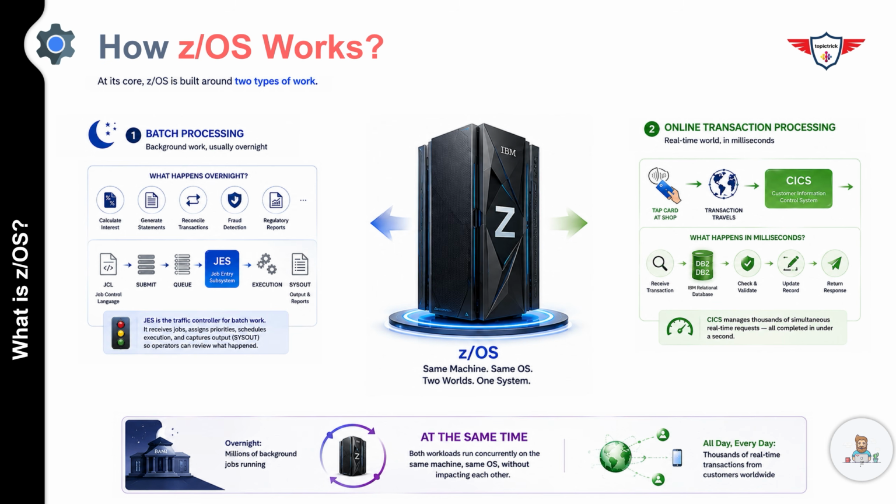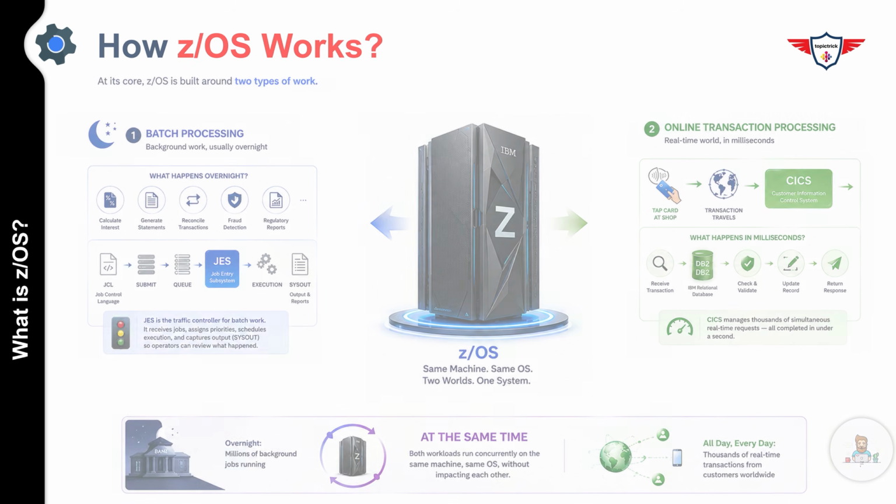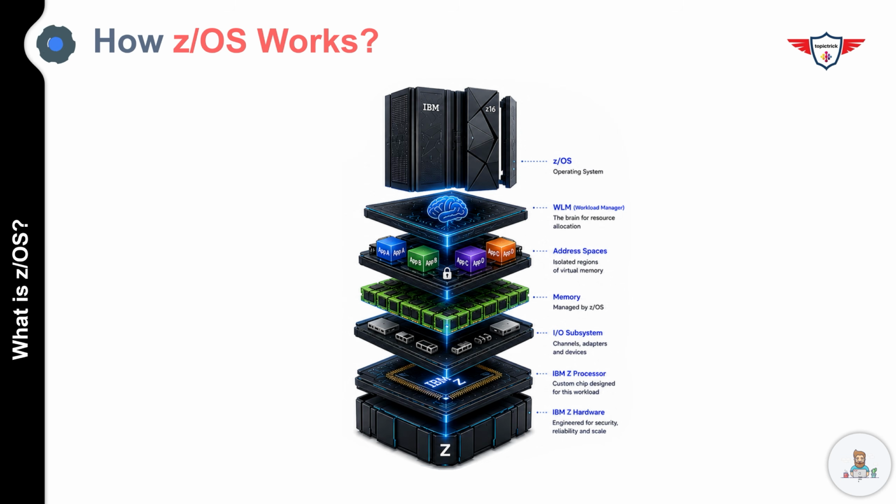And here's what makes z/OS extraordinary. Both of these things happen at the same time. While your bank is running overnight batch jobs for millions of accounts, it is simultaneously handling thousands of real-time card transactions from customers around the world, on the same machine, on the same operating system, without either workload slowing the other down. This is possible because of something called Workload Manager, or WLM.